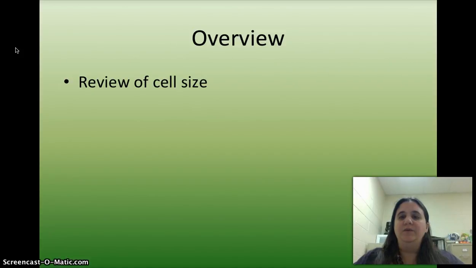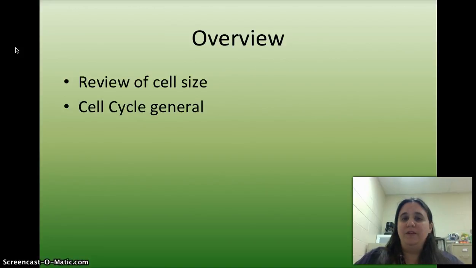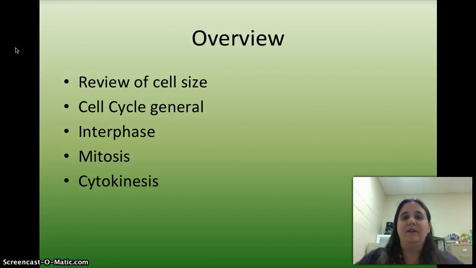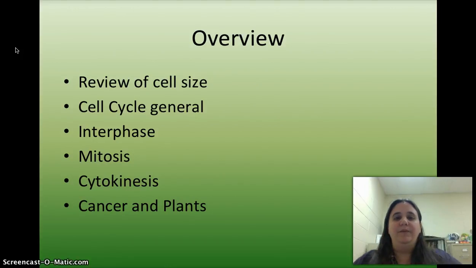The first thing we're going to do is review why cells need to be small and just how cells fit inside a plant. Then we'll go over the general cell cycle, and then we'll talk about the more specifics like interphase, mitosis, and cytokinesis. And then finally we'll talk about cancer and plants. Okay, so here we go.